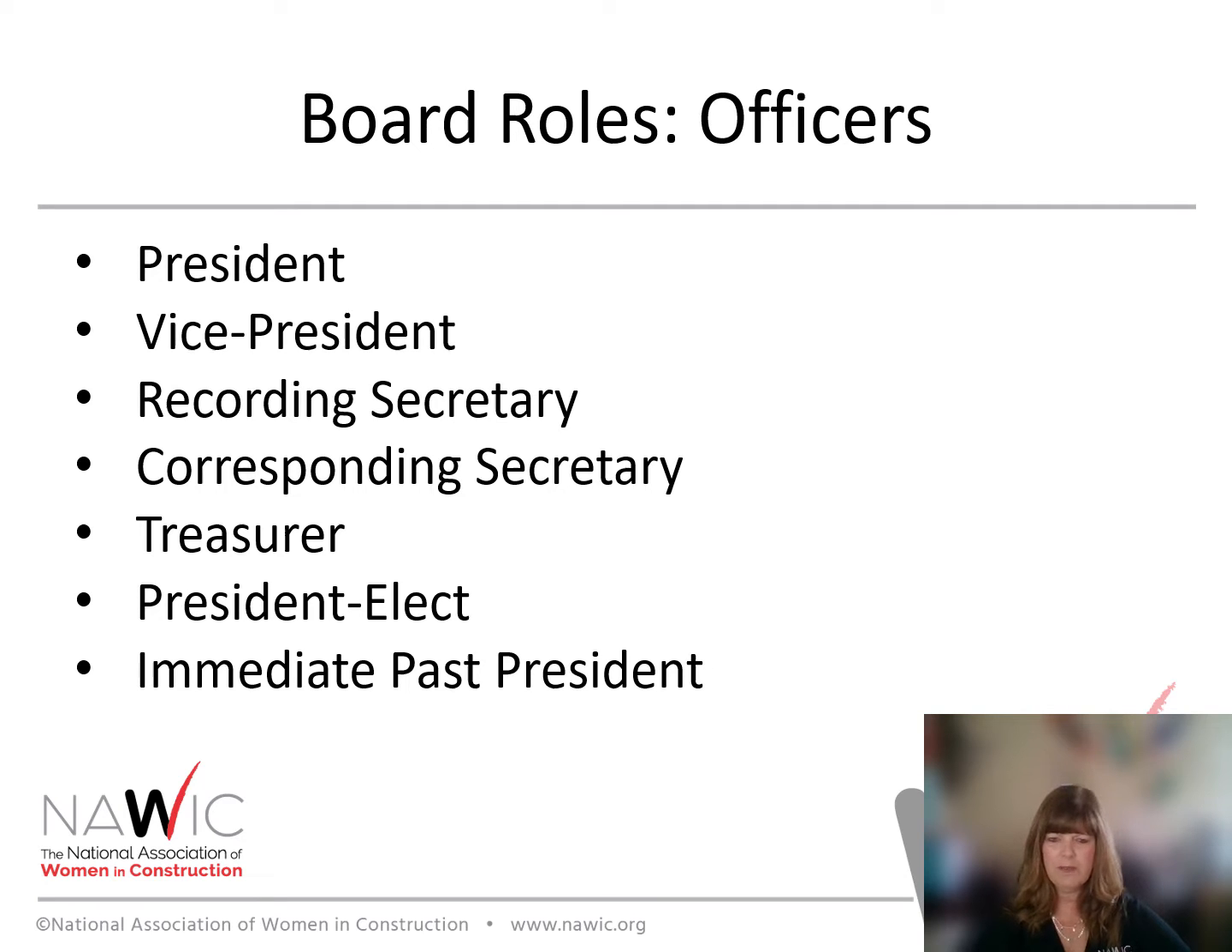The president-elect, if you have one, attends all meetings of the chapter board of directors, acquaints herself with the duty of the president, and performs such other duties as may be assigned to her by the president or the board of directors. She also shall not be a member of the nominating committee. The immediate past president shall serve for 1 year immediately following her term as president of the chapter and serves as an advisor or mentor to the president. This would be a perfect position to have as the chair of your mentoring committee.